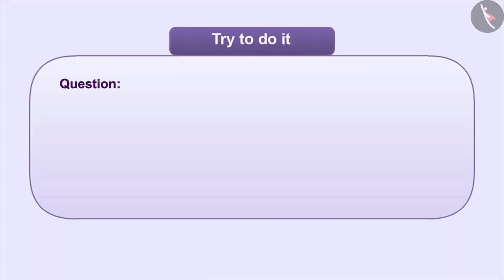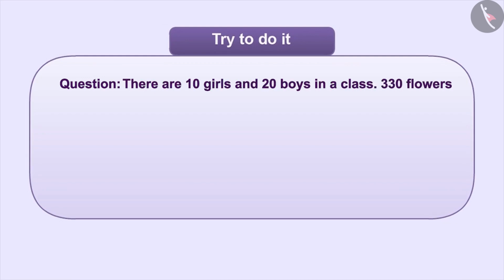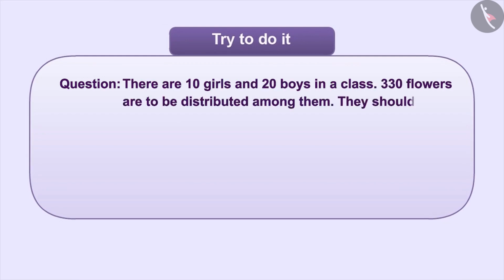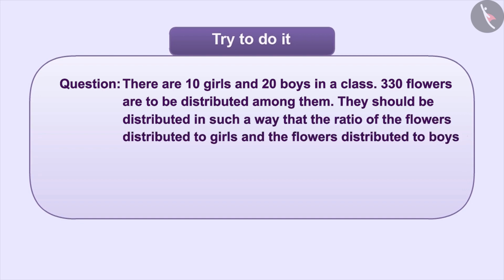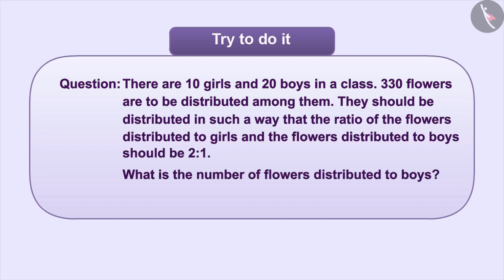Try this. There are 10 girls and 20 boys in a class. 300 flowers are to be distributed among them. They should be distributed in such a way that the ratio of the flowers given to the girls and the ratio of the flowers given to the boys is 2:1. So find out what the total number of flowers that the boys will get.